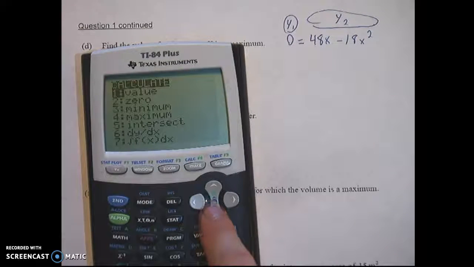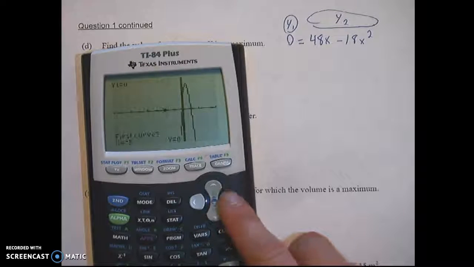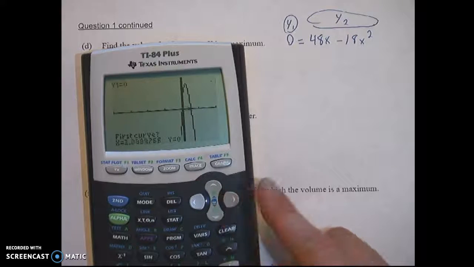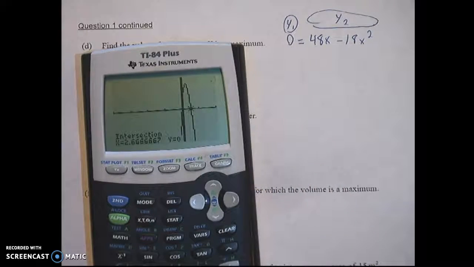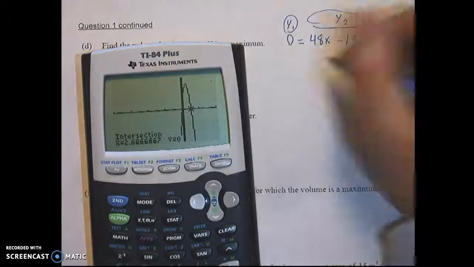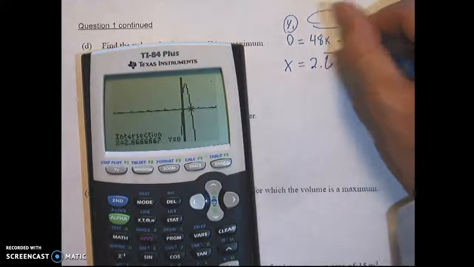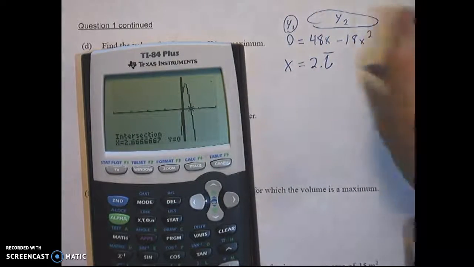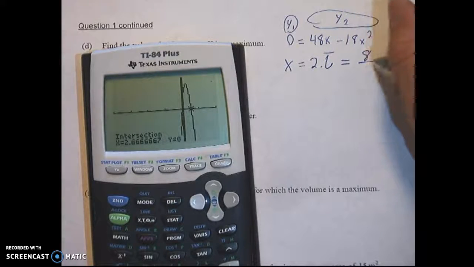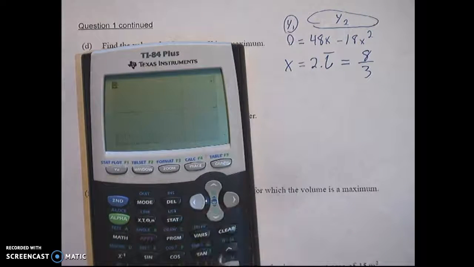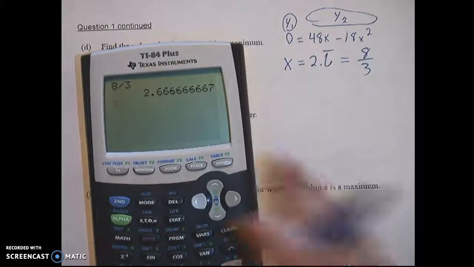So I'm going to do second trace 5 to find the intersection. And I'm going to move my spider pretty close to that point. And I'm going to get a value of x, which is 2.6 repeating decimal like that. As a fraction, that's just 8 over 3. See? So that's my value of x.